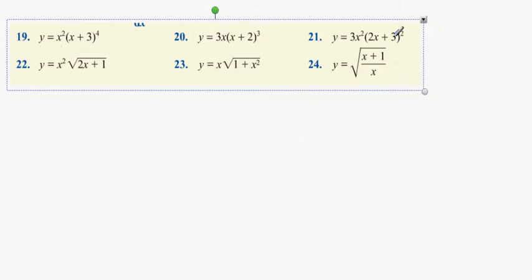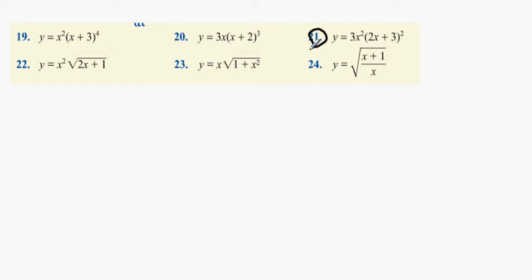Number, which one here? 19, was it? 21, sorry, 21. Now, number 21, okay, is a product rule. Product rule with u and v in it. Okay? So, u is 3x squared.